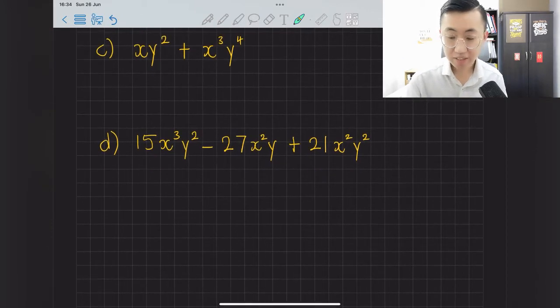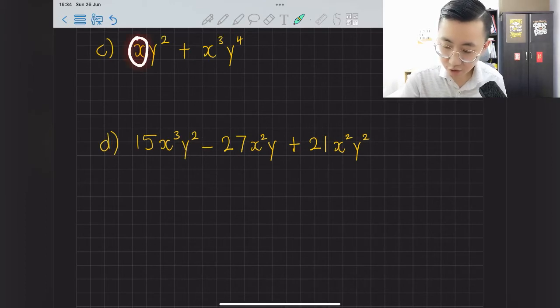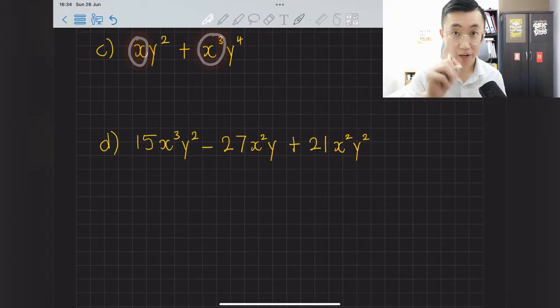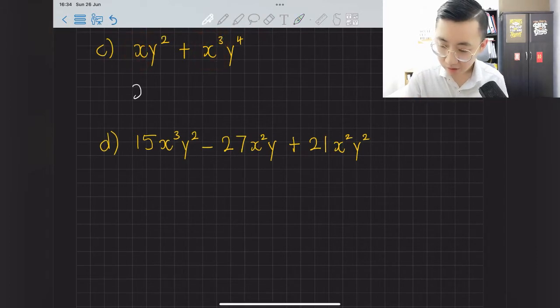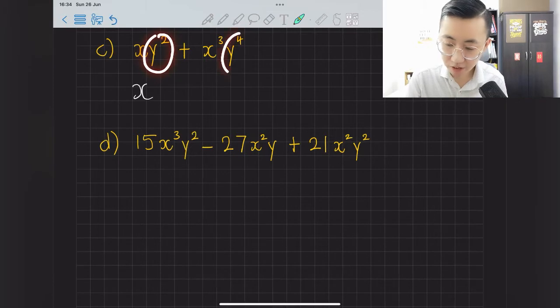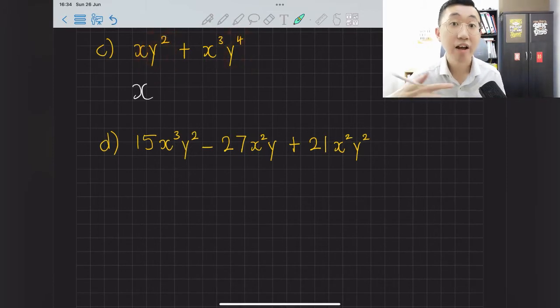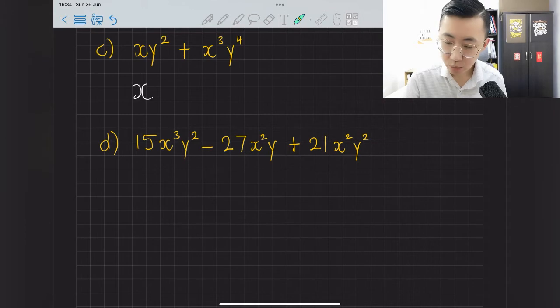Okay, so teacher can see x and y, so definitely we need to factorize out. So here got 1x, here got 3x, so we can only take out 1x, so take it out. Okay, next question, here got y squared, that means got 2, here got y power of 4, so you take out as many as possible. Teacher will have to take out y squared, right? Then immediately put a bracket.